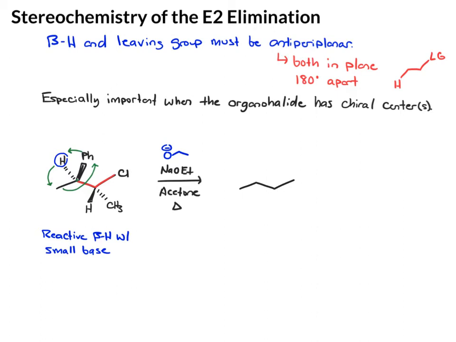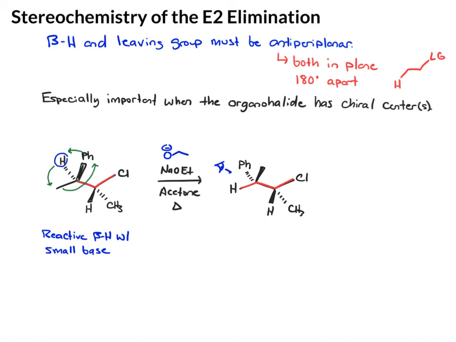Now everything on the right side will stay the same. We have the chlorine, hydrogen, methyl, but now I have hydrogen in the plane, methyl up, and the phenyl back. Through that rotation, I now have the hydrogen and the chlorine anti-periplanar. Now, if you actually like doing Fischer projections, you can also see this in a Fischer projection.